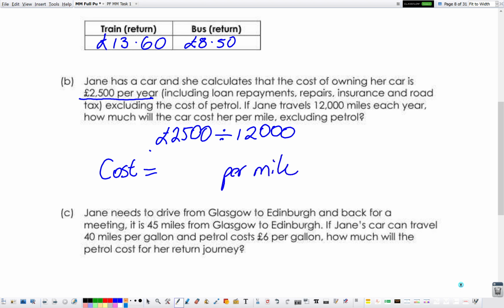So in your calculators now please, 2,500 divided by 12,000. And that is working out to be 0.21 if we round to the nearest penny. So that's 21 pence per mile basically, 0.21 pounds per mile. Okay.